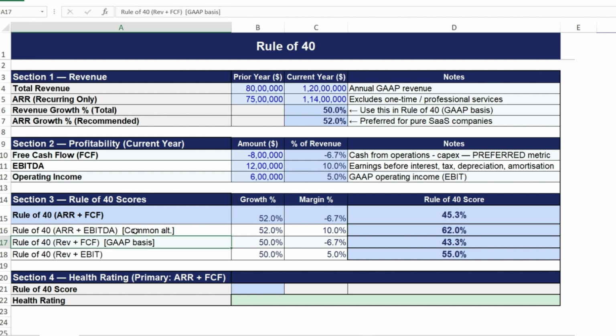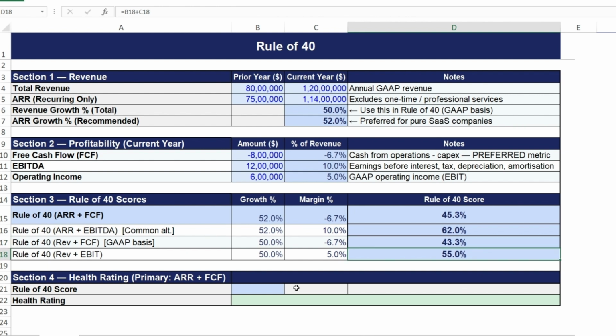Now, a common problem whenever we are calculating Rule of 40, in case of peer comparison, is that we do not have the value for ARR. So what we can do here is calculate Rule of 40 with the help of revenue plus FCF and revenue plus EBIT, because EBITDA value is also generally not available in the annual reports of most companies. So, going with the same logic, we have calculated revenue plus FCF, which comes to 43.3%, and then revenue plus EBIT, which comes to 55%.